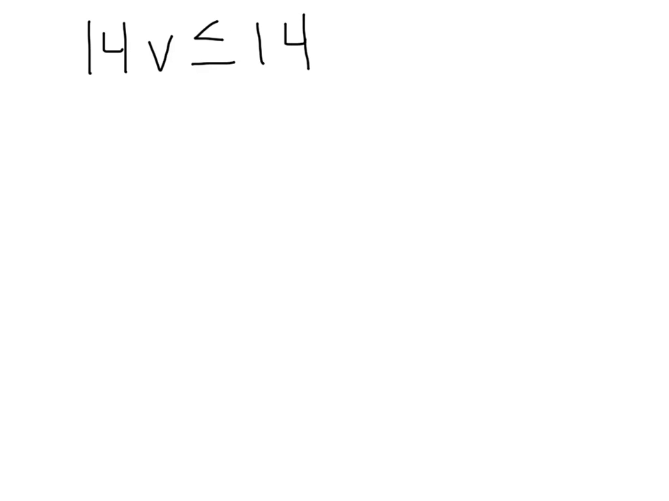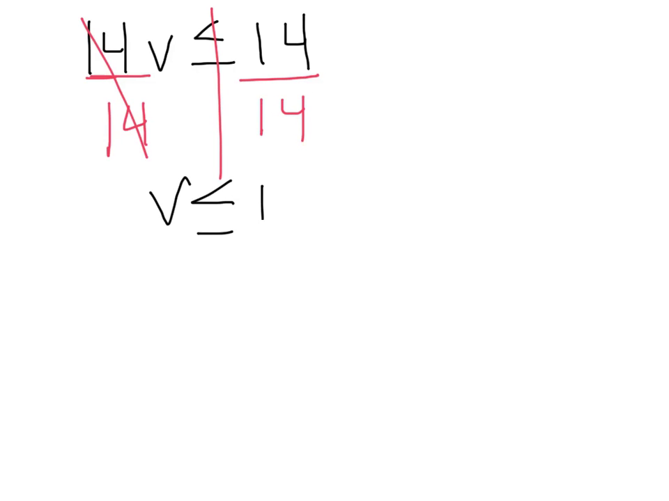Okay, so to solve this problem, we know that we have a coefficient involved. There is a coefficient of 14, but it's a positive coefficient, so we know automatically we just have to solve this. We don't have to do any flipping. To solve a multiplication problem, we divide both sides of our equation by the coefficient, which is 14. 14 divided by 14 is 1, so we will be left with v is less than or equal to 14 divided by 14, or any number over itself equals 1. So in this case, v is less than or equal to 1.